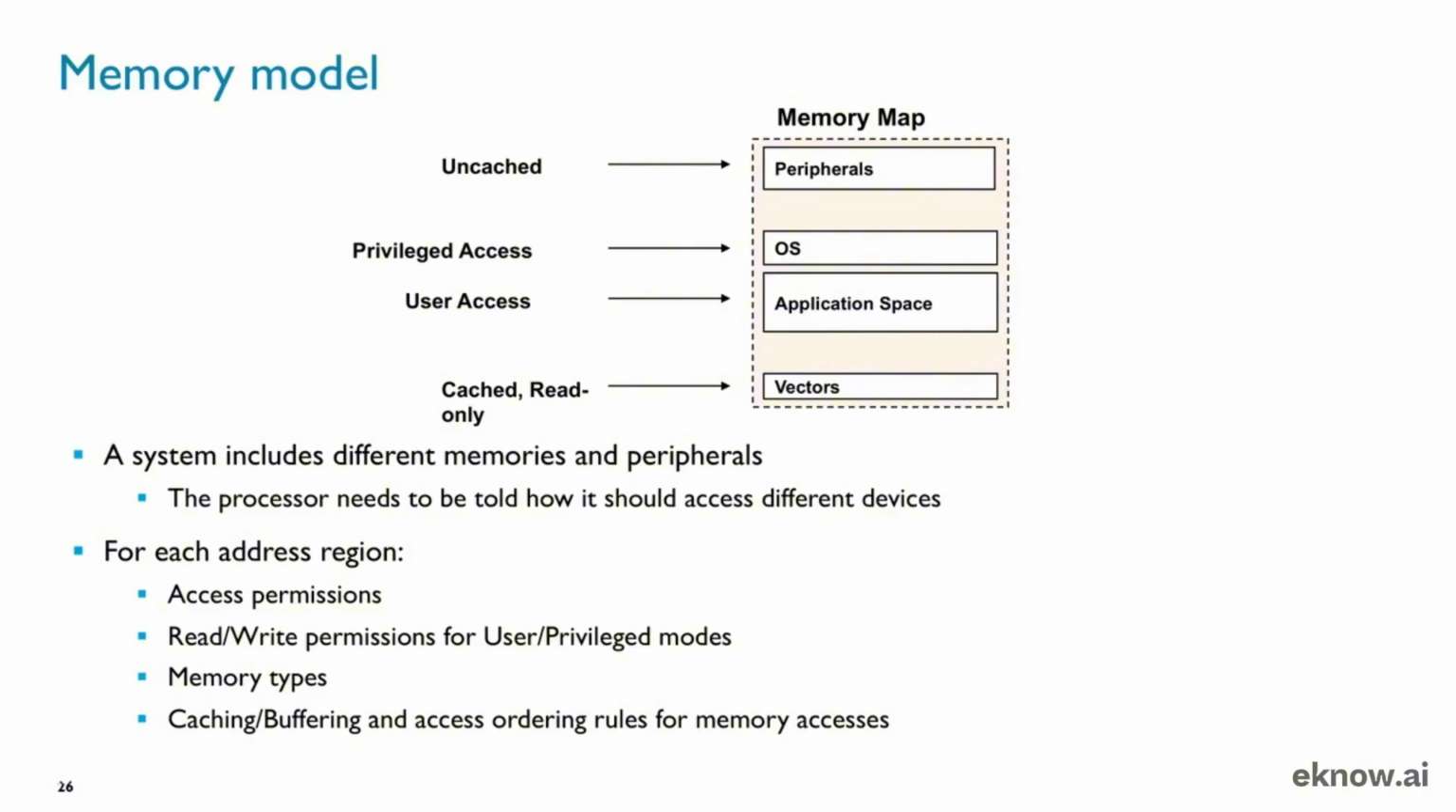And lastly, caching/buffering and access ordering rules. This is all about balancing performance and correctness. Should we cache this region to speed up repeated accesses? And does the order of reads and writes matter? For regular memory, the processor might reorder operations to be more efficient, but for a hardware peripheral, you often need to perform steps in a strict sequence. The memory model lets us define these critical rules for each region. In essence, the memory model is what allows an ARM processor to manage a complex system securely and efficiently.